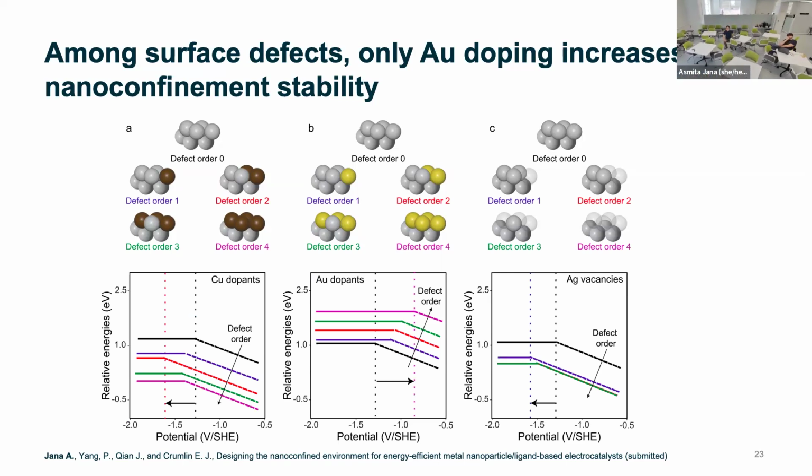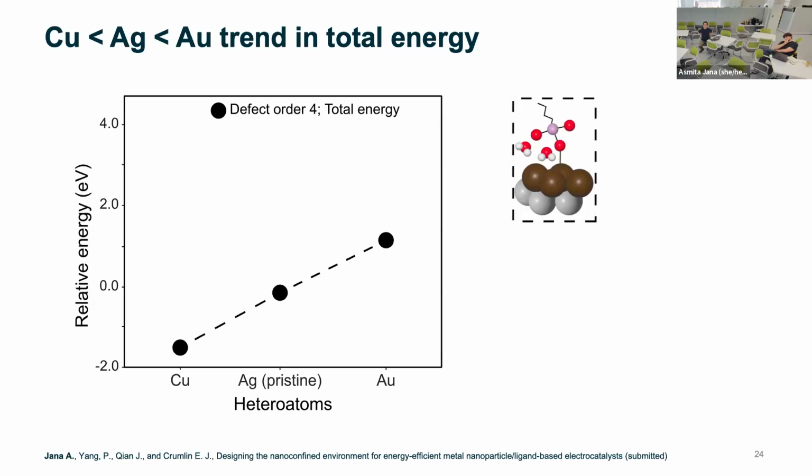Only in gold does it shift right with increasing defect order. So what's going on, right? There's a trend that is observed, and I wanted to dig deeper into it. So I plotted the relative energies of copper, silver, and gold with defect order 4, where all of the top atoms are replaced by the heteroatom. So you see clearly, in more precision, the copper less than silver less than gold trend in the overall system.